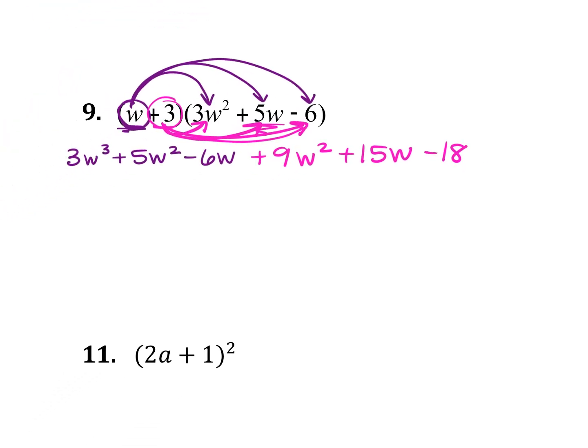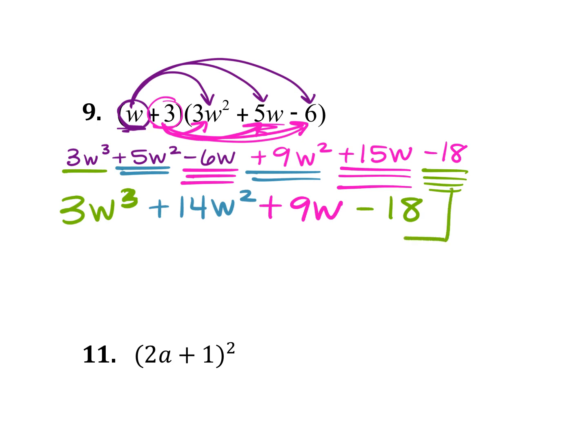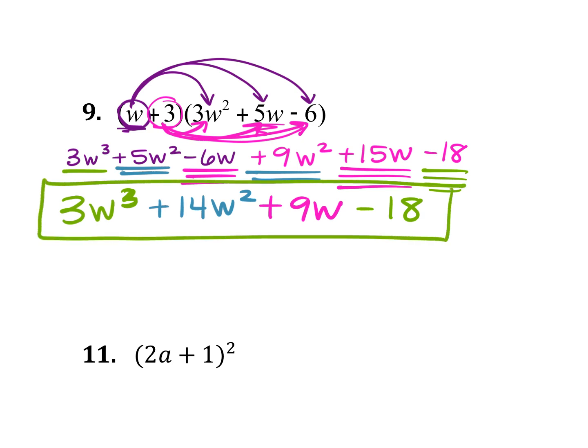So then from here, you can combine like terms. 3W cubed is the only cubed. Then you have 5W squared plus 9W squared, so 14W squared. Then you have negative 6W plus 15W, so plus 9W. And then your last is minus 18, like at the beginning. So that would be your final answer.